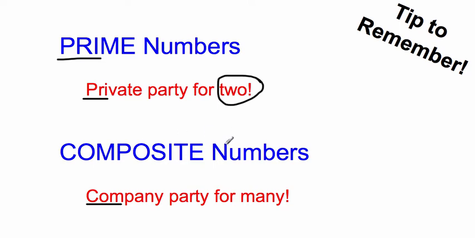Whereas a composite number, that's going to be a company party for many. So again, we have the COM on composite and the COM on company. So if we're having a company party, there's going to be a lot of people there, more than 2 people.